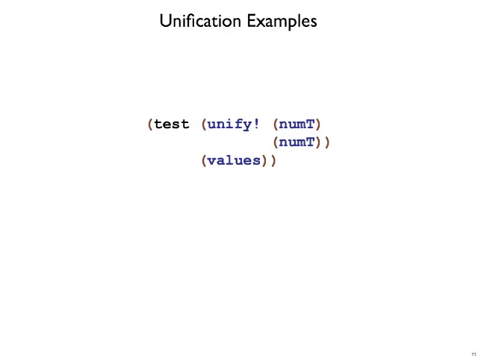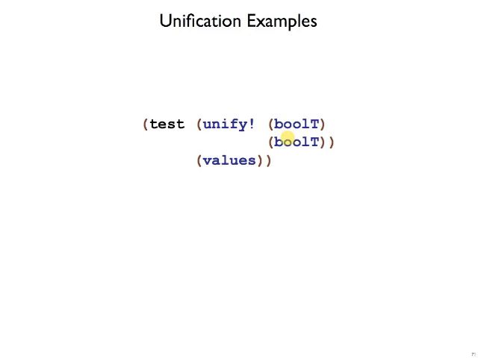Unification is the heart of our type inference engine, so let's look at examples of the unify function. Unify takes two types and makes sure that they are compatible. And when it succeeds, as it does when unifying the number type with the number type, then it returns no values, as shown here by values with no arguments. But the fact that it doesn't raise an exception is why we know it succeeds.